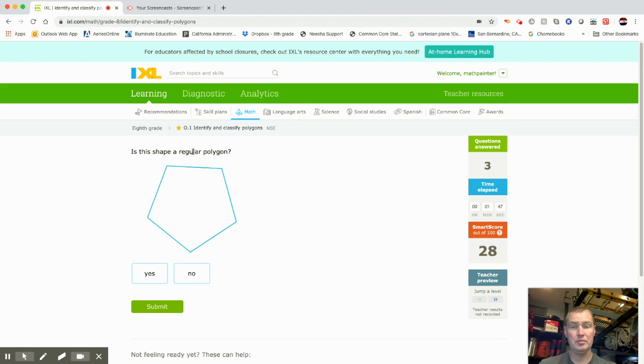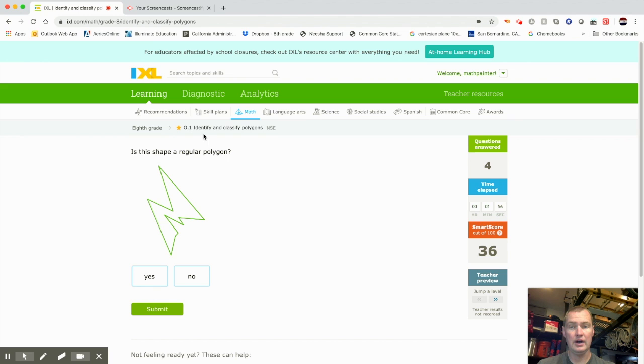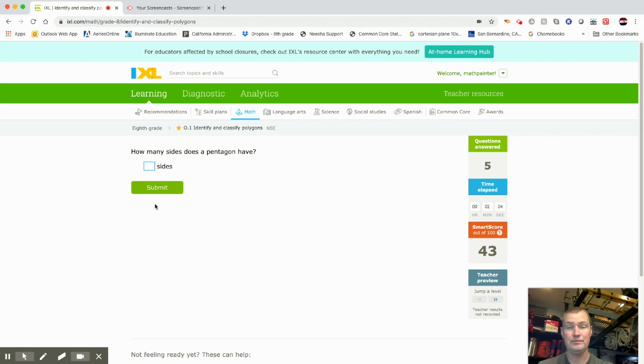Is this shape a regular polygon? So a regular polygon, it says that all the sides are the same and they turn at the same angle, and they do. That one's a yes. All right, is this shape a regular polygon? This is absolutely not a regular polygon because it's all over the place. So the answer is no.